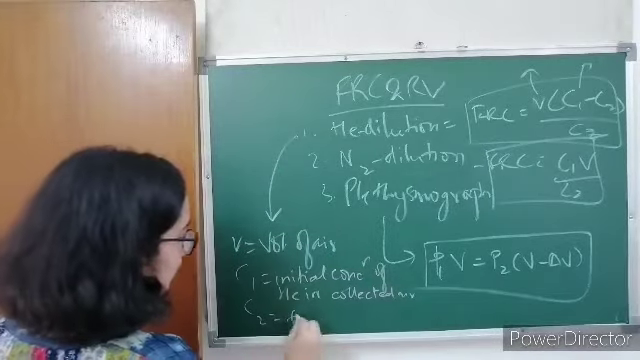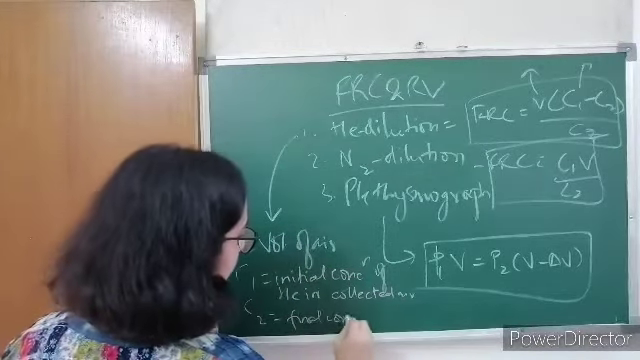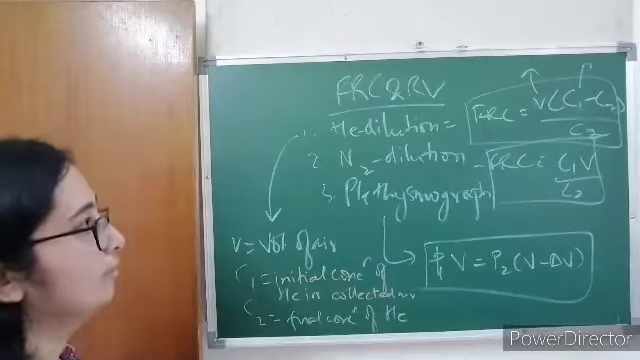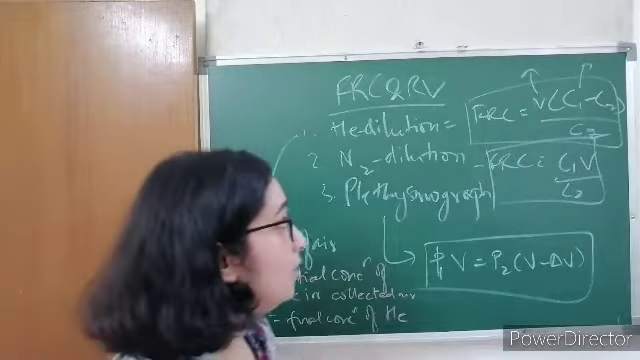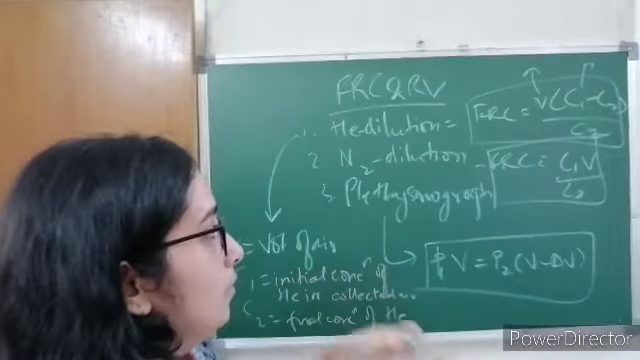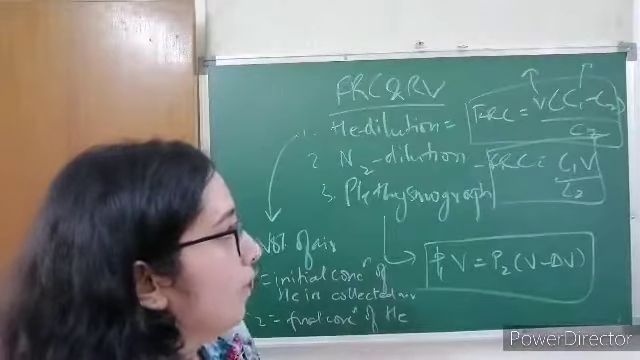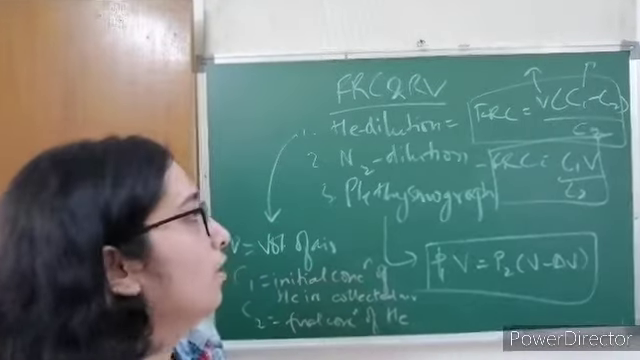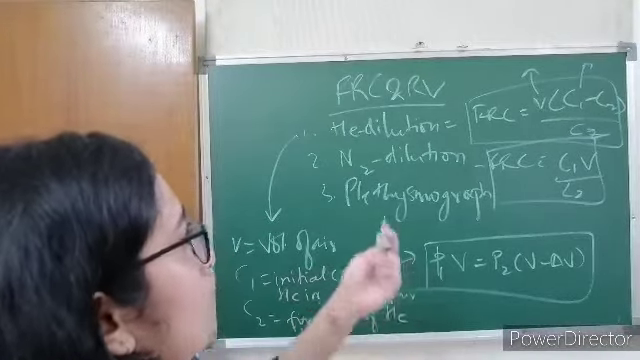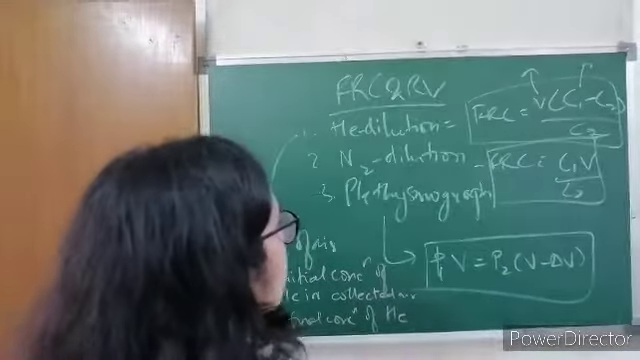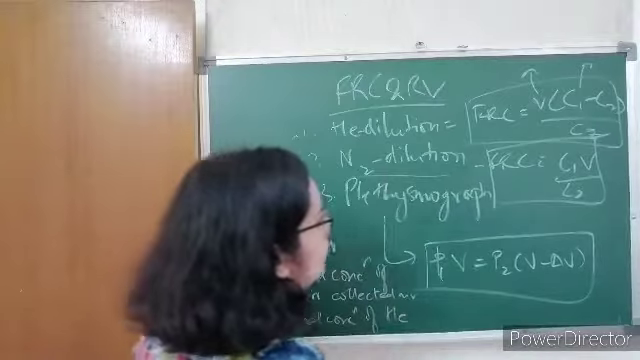C2 will be the final concentration of helium in the collected air. Okay. So if we multiply the difference of C1 and C2 by V, that is the volume of air, and divide by C2, that is the final concentration of the helium in the collected air, then we get the FRC, that is functional residual capacity.